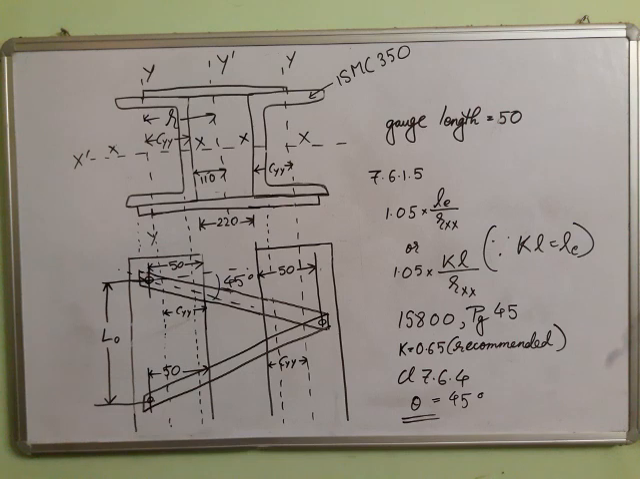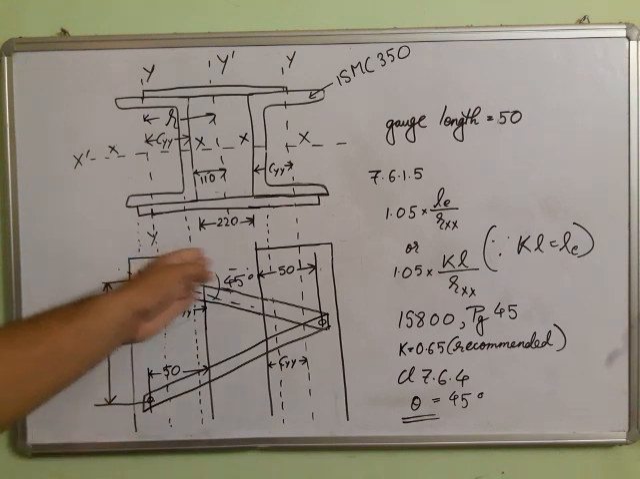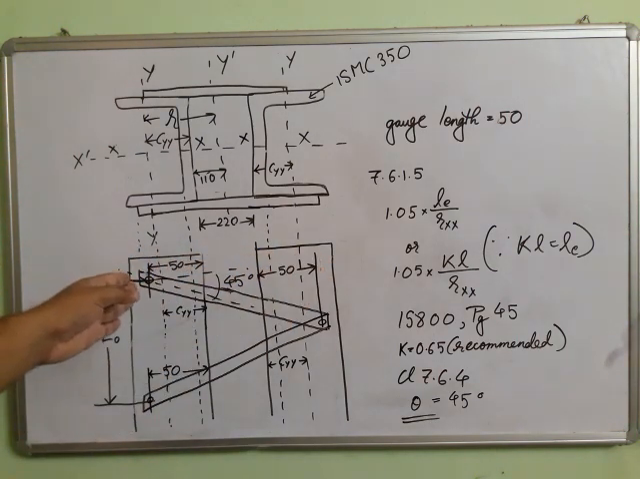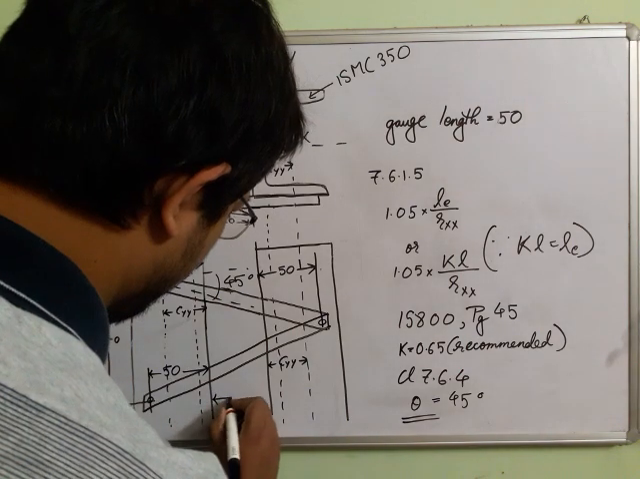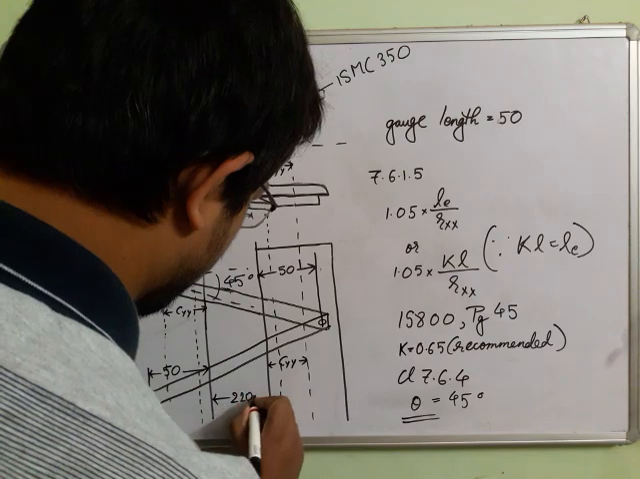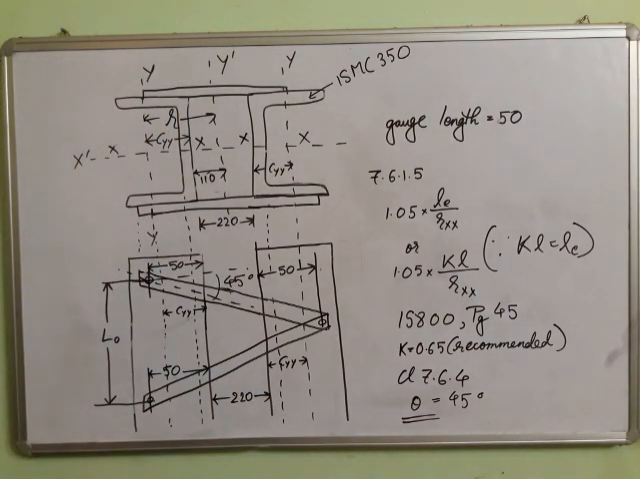Now, since we have the gauge length, what is the total length here? The total length will be? This one is 220. So the total length will be 220 plus 50 plus 50. So that is the distance between the bolt lines.